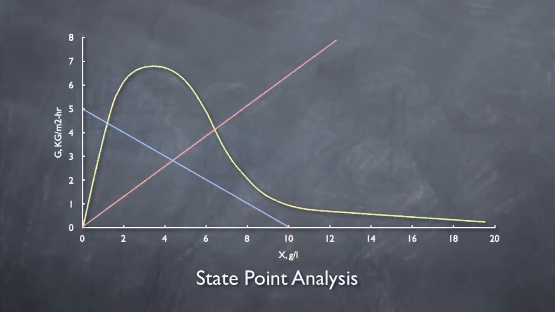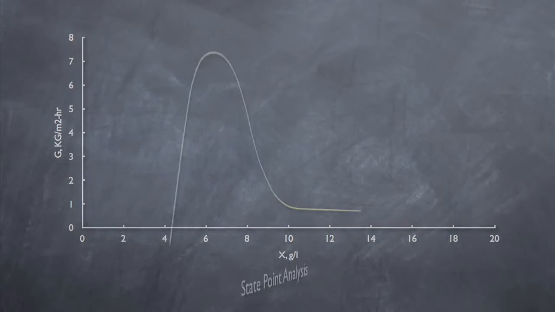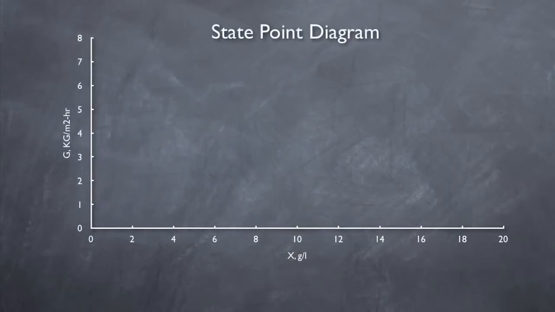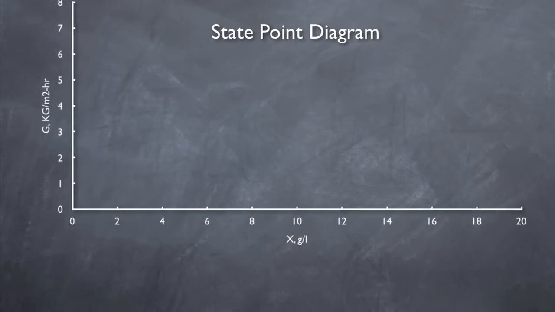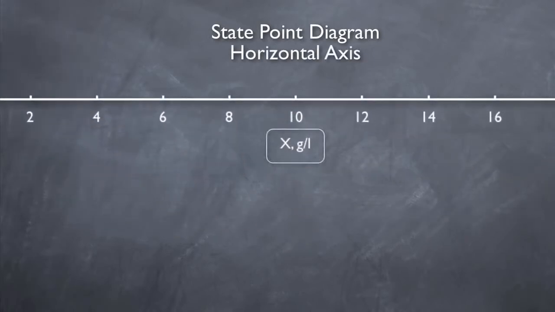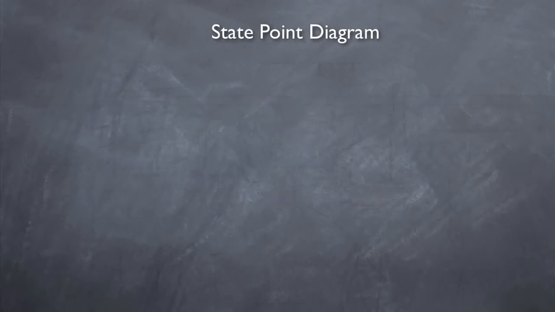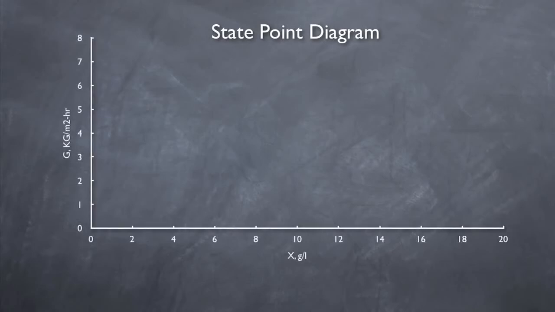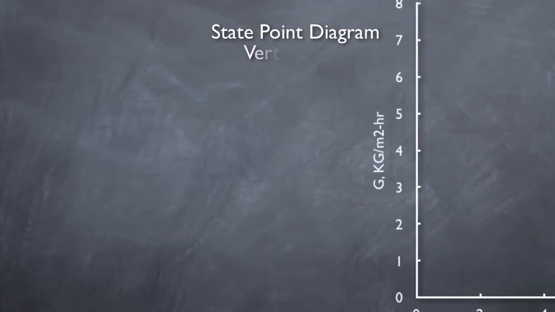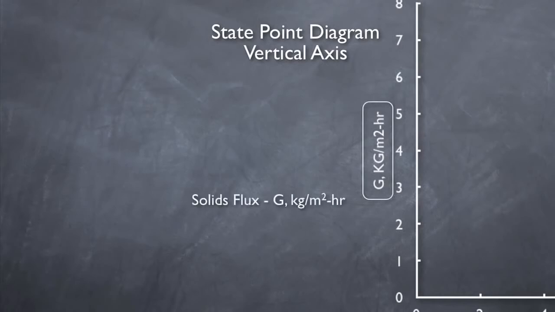One powerful tool which can help with successful and effective clarifier operation is the state point, or state point analysis. Let's go through what the state point diagram is and what it represents. The state point diagram consists of a horizontal axis, which represents the solids concentration, X, measured in grams per liter. The vertical axis represents the solids flux, G, measured in kilograms per meter squared hour.